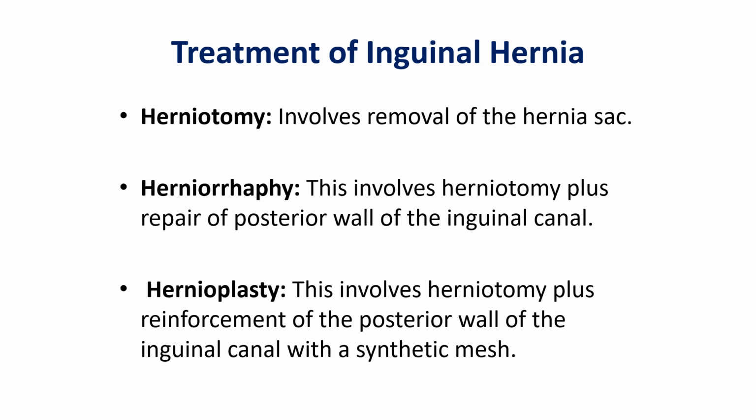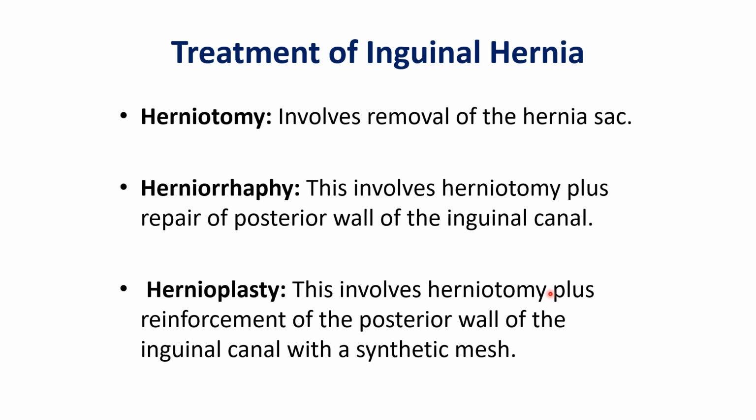Treatment of inguinal hernia. It involves removal of hernial sac, and for such a procedure we use the term herniotomy. What is herniorrhaphy? This involves herniotomy, that is excision of the hernial sac plus repair of posterior wall of the inguinal canal. So when the protrusion is taking place through the posterior wall and we want to make it stronger, in that case we can do herniorrhaphy for the direct inguinal hernia.